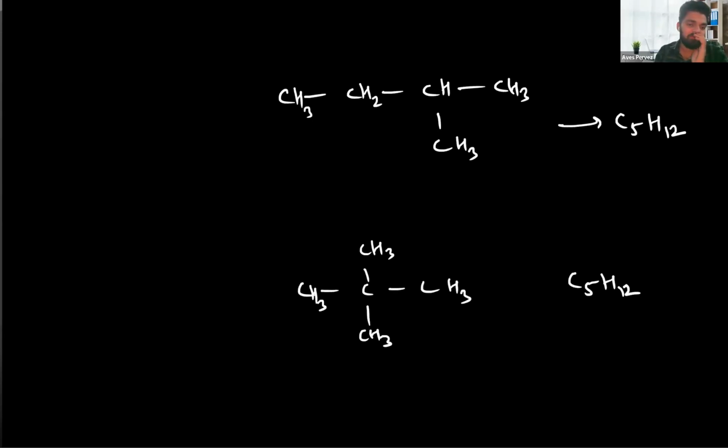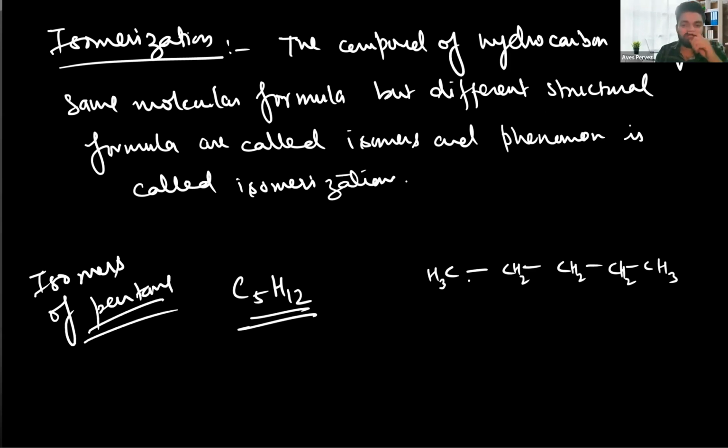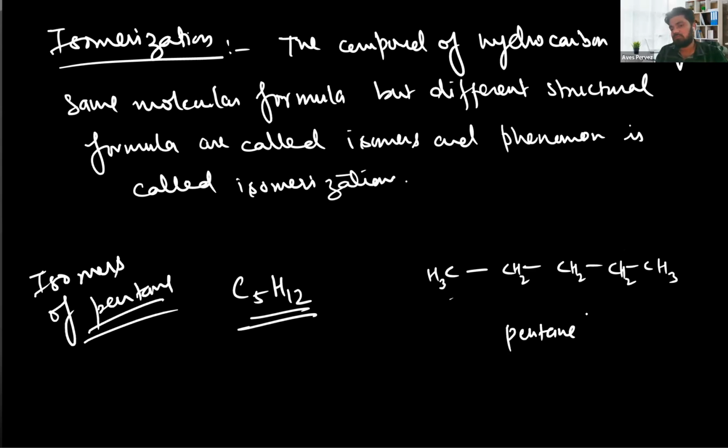Okay, got it? Yes, sir. Okay, now write the names of these isomers of pentane. Please write the IUPAC name of this one. What is this? This is only normal pentane. There is no prefix, there is no suffix, there is only the root and single bonds: pentane. Got it? Yes, sir.